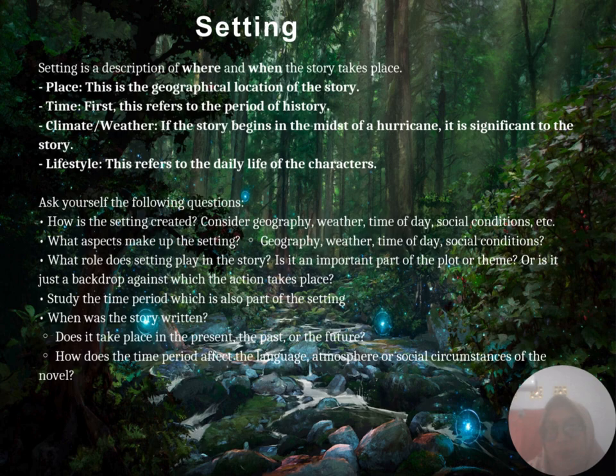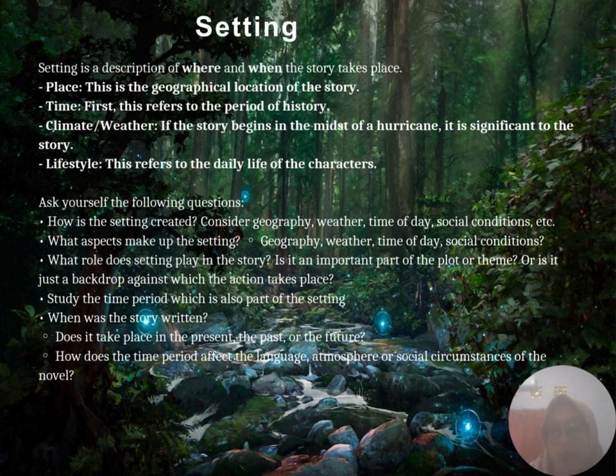Okay, sometimes a novel doesn't mention the time as exactly. Sometimes they just write the time like this year, or sometimes there is no mention of the year at all. Okay, so it's up to the writer. And also we have a climate or weather setting. So it begins in the midst of a hurricane or etc. So usually setting is in the beginning or in the introduction.